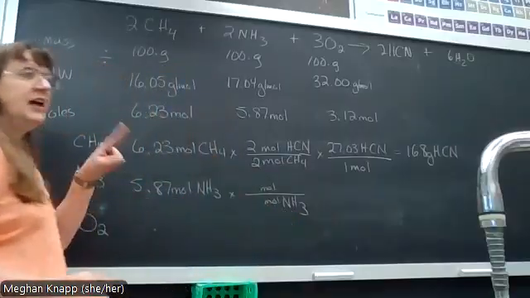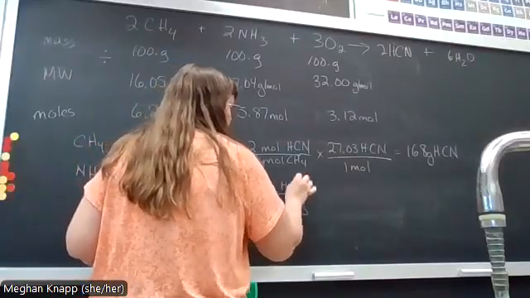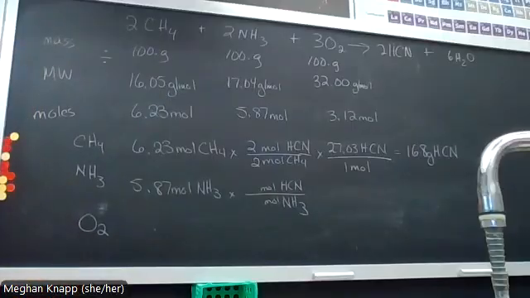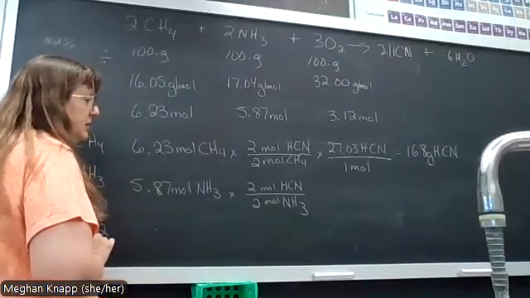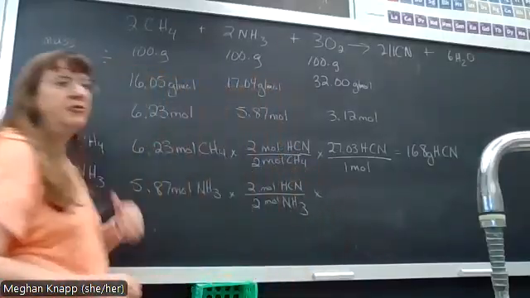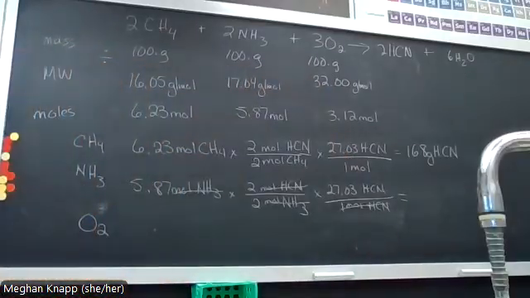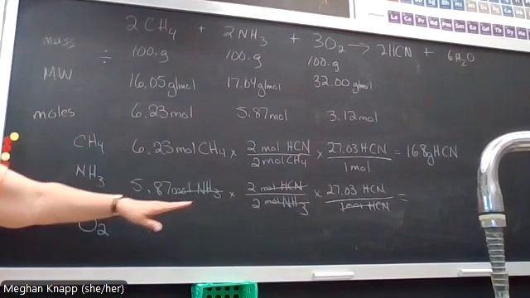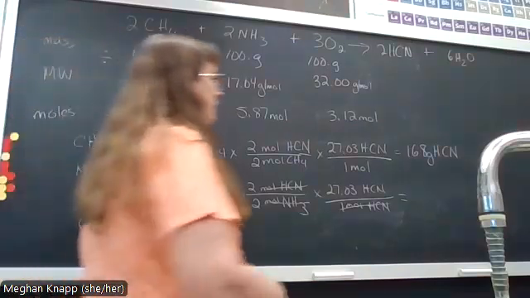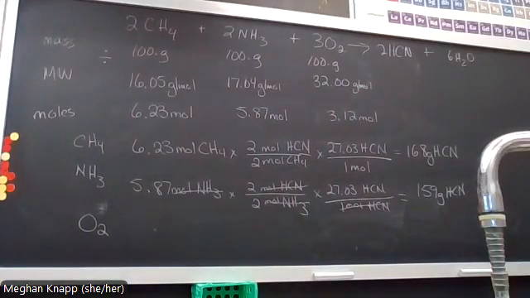And for limiting reactants, every hypothetical is going to go to the same product. So this is moles of HCN. And again, my numbers for step 2 come from the balanced chemical equation. Take those coefficients. And then the last step is the same for each hypothetical. So hypothetically, if I have 5.87 moles of ammonia, I should end up with 159 grams of hydrogen cyanide.